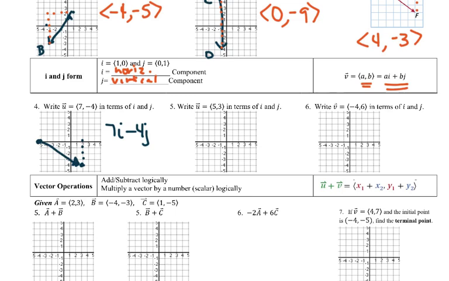5, 3. A lot of times I like to start vectors at 0, 0 if I can. So it goes right 5, up 3. There we go. There's the vector. 5I plus 3J.